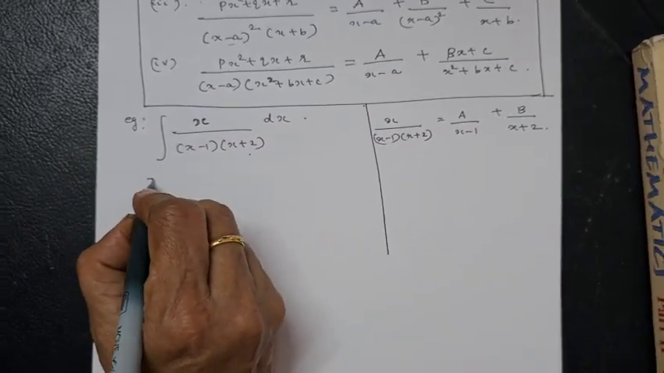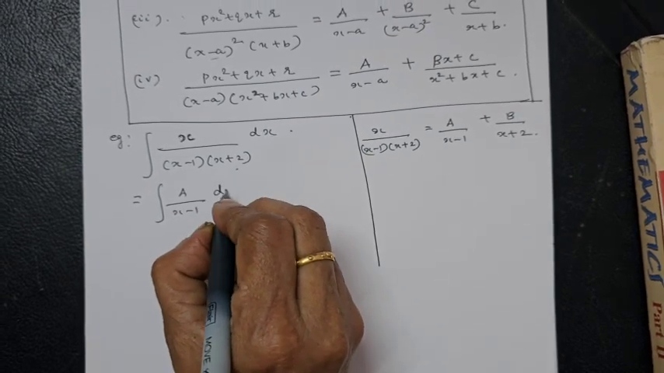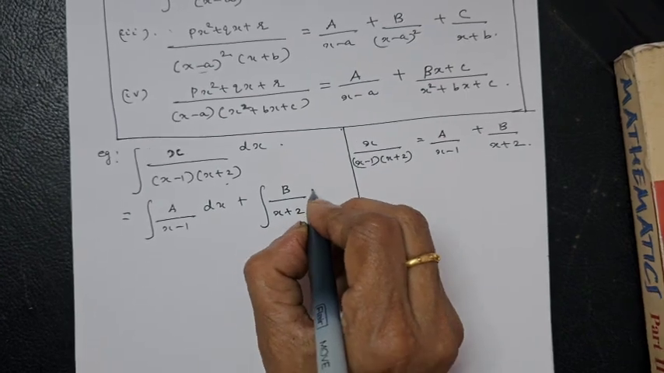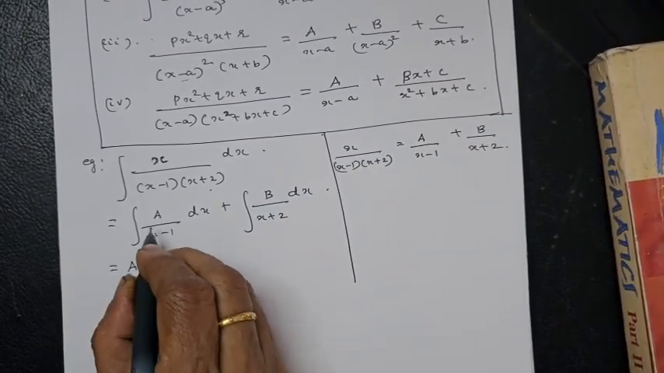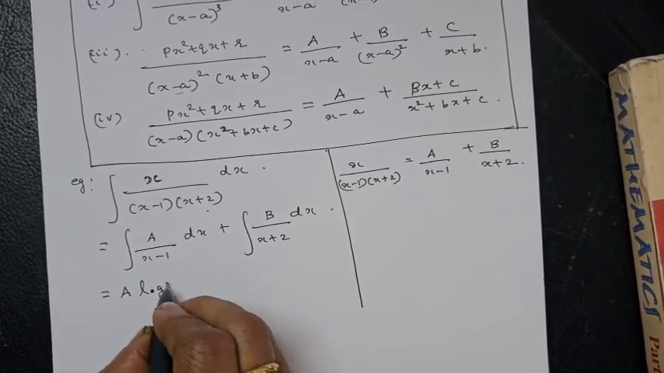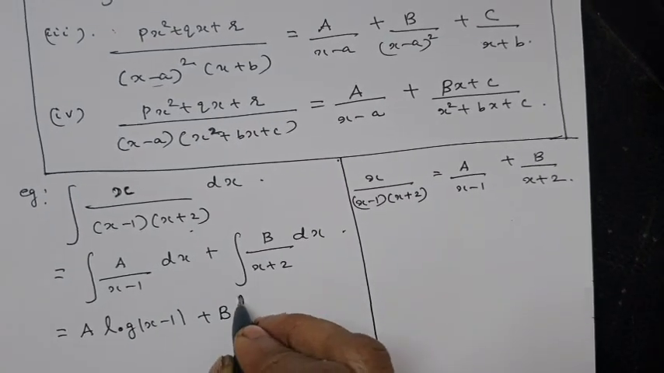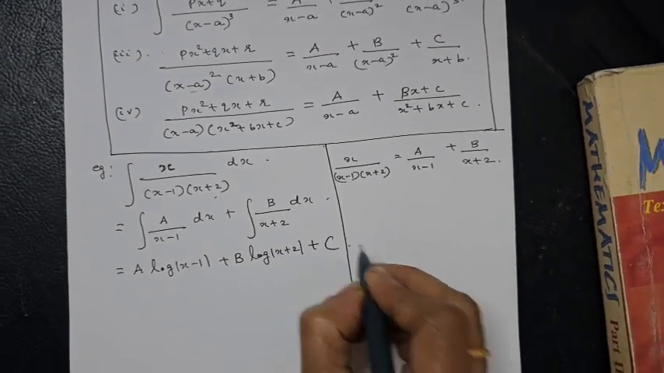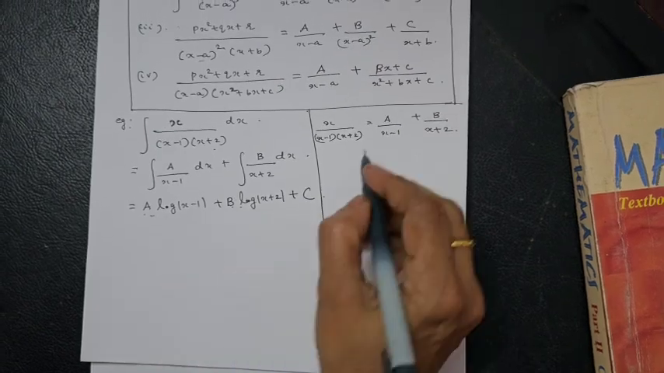So this integral is equal to the integral of a by x minus 1 dx plus the integral of b by x plus 2 dx. You know a and b are constants. So a into the integral of 1 by x minus 1 is log mod x minus 1, plus b into the integral of 1 by x plus 2, log mod x plus 2, plus c, the constant of integration. This is the answer, but we have to find out a and b.